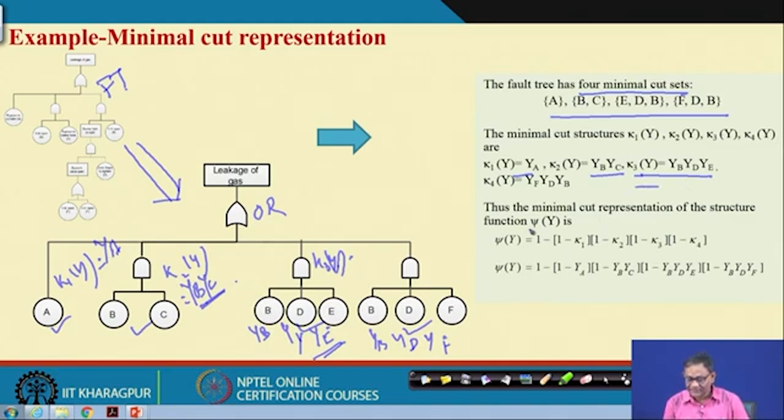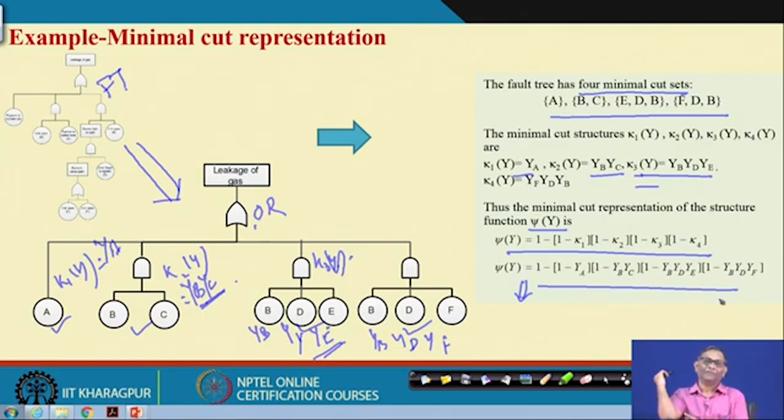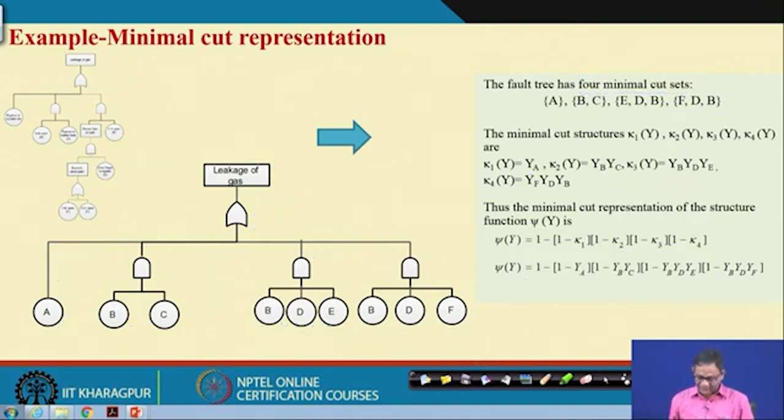So, now structure function, this is OR gate, you know this formula. So, 1 minus k1, 1 minus k2, 1 minus k3 and 1 minus k4, because 4 cut sets are there. What happened? You just decompose it further to its lowest form, you will get the final form, and then use the expected value and get the Q(t) and finally the availability, all those things. Let us see another one.